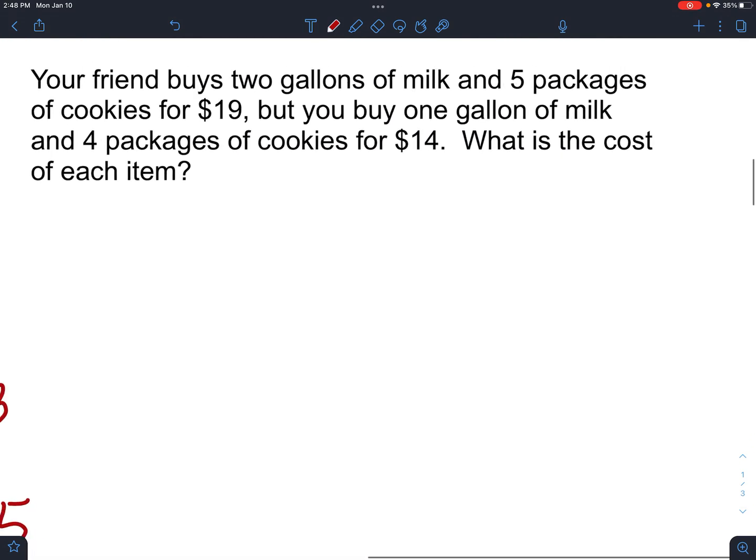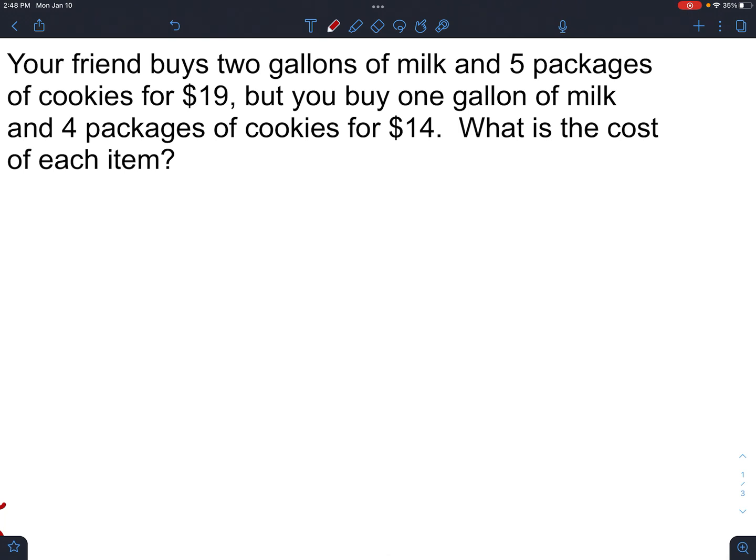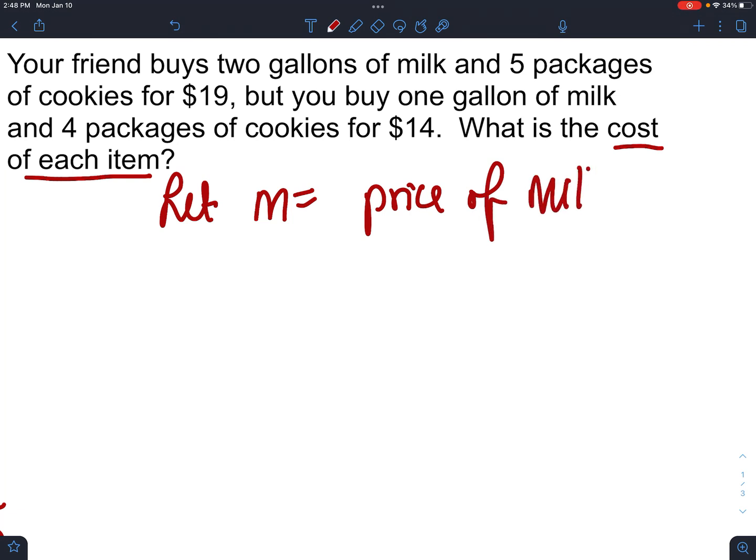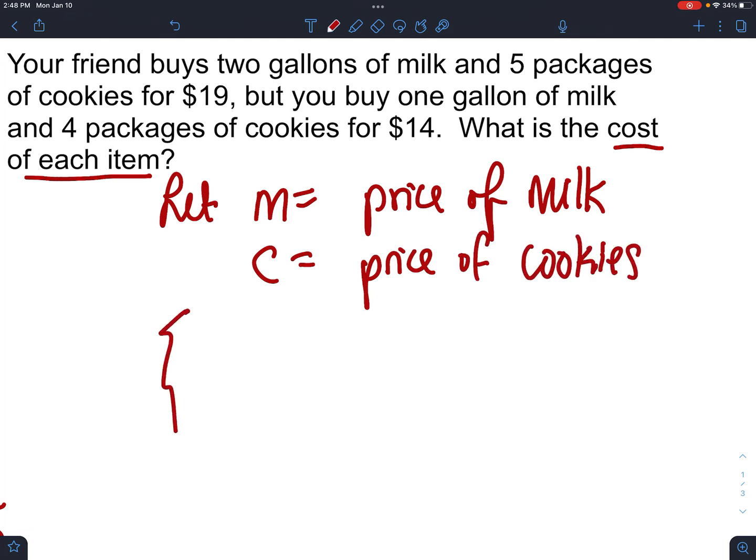3 questions left. This is a question about milk and cookies. Let's say it's asking for the cost of milk and cookies. If we let M be the price of milk, and let C be the price of cookies, we have to figure out 2 equations that have 19 and 14 in them, right? Those are the 2 costs. So our equation should reflect that.